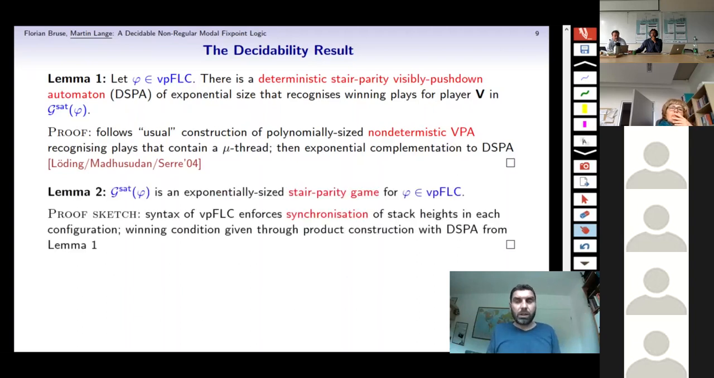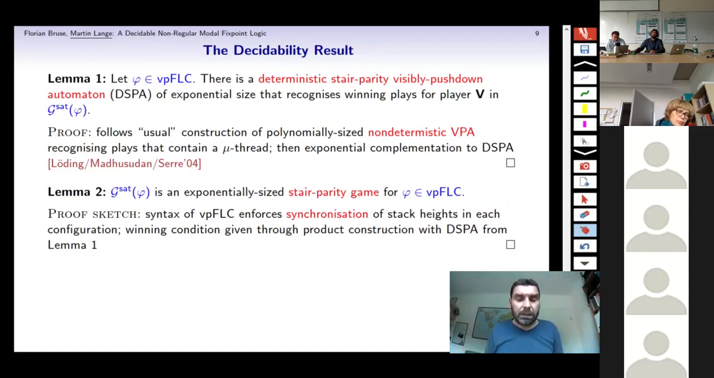And then the next observation is that the syntax of this formula guarantees synchronization between the stack heights in a configuration, namely that they can only differ by at most 1. Whenever we play the modal rules, and we do this eventually, then they are synchronized again. And then we can use the usual trick of saying, a couple of stacks put next to each other, all of the same height, just looks like one stack.